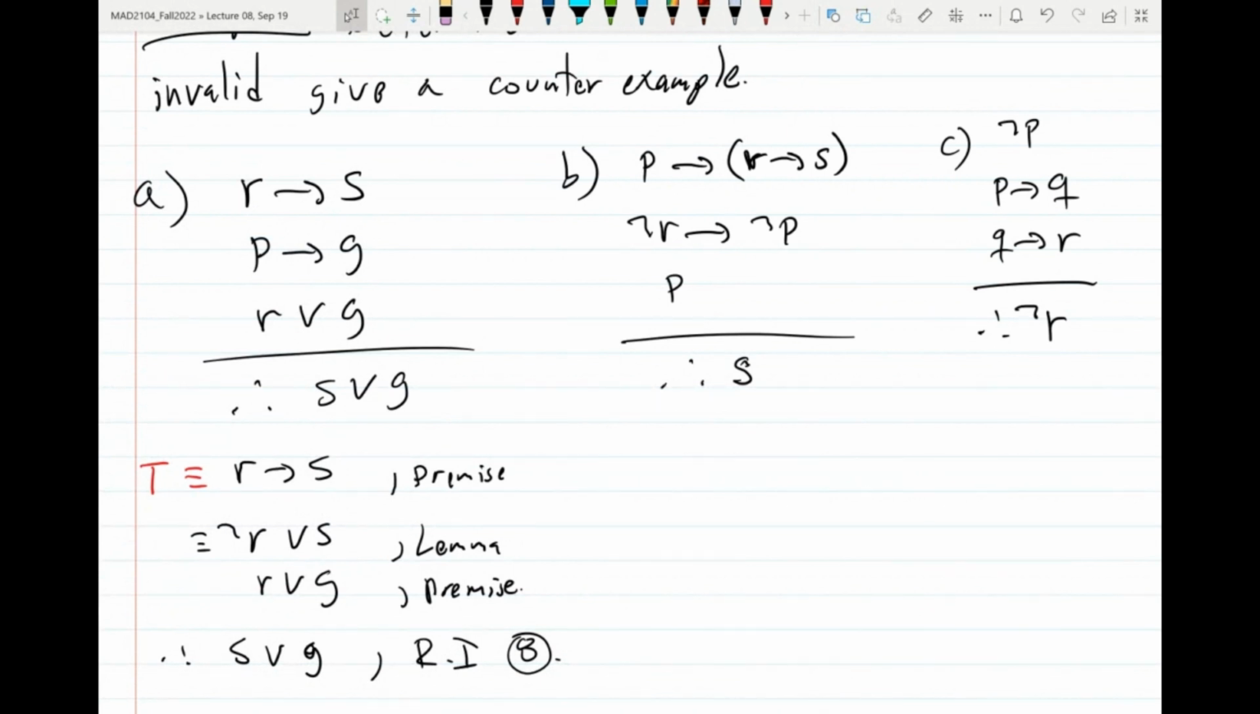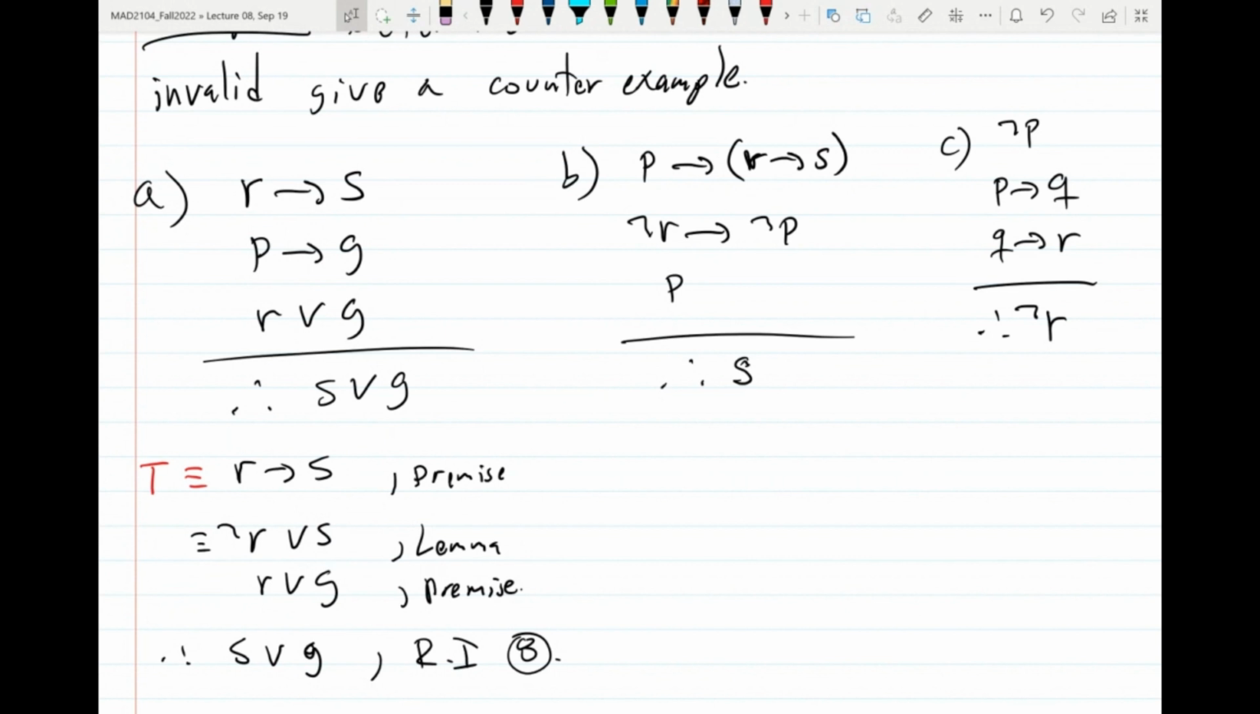So somehow we better use our first premise. It's the only one that has S. But to get to S, I have to get rid of P and R and all of those implications. So, for example, what can we use to be able to get rid of those?